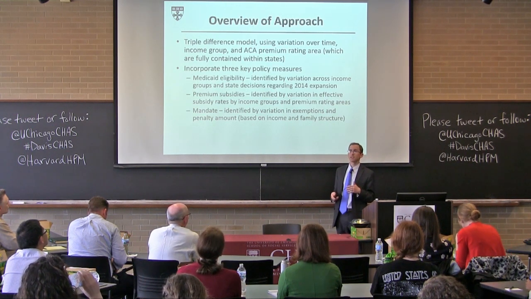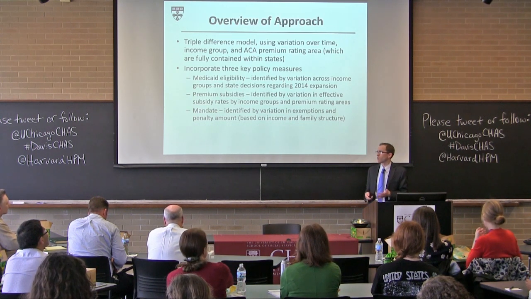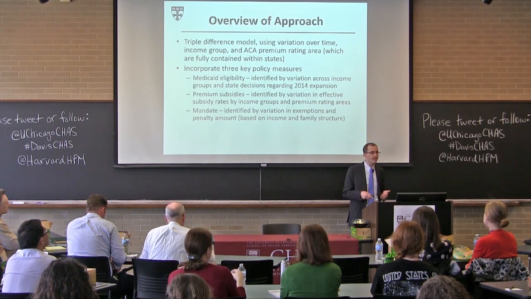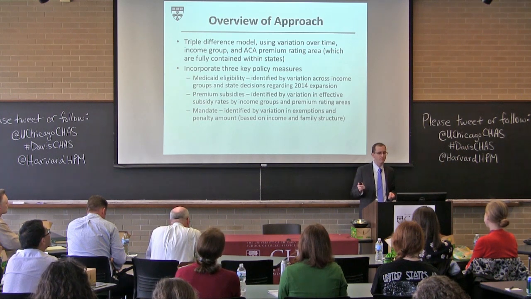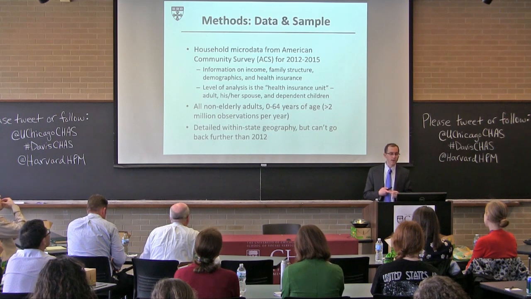Some of them have high prices. And we also know that there are a lot of differences even within a given state as to what share of a county or an area in the state might be uninsured. So we use all that variation and essentially want to figure out the impacts of Medicaid, premium subsidies, and the mandate. So we're going to use microdata from the American Community Survey.